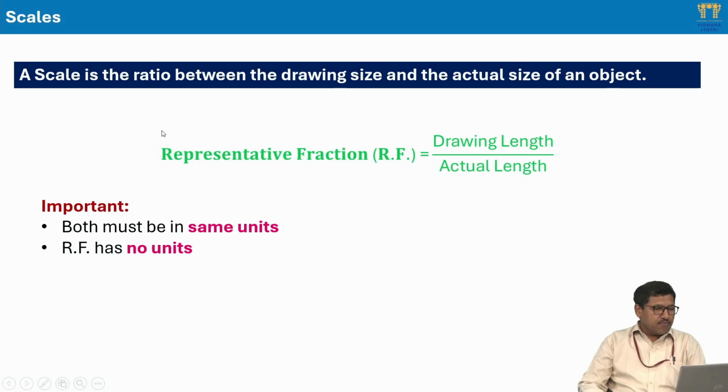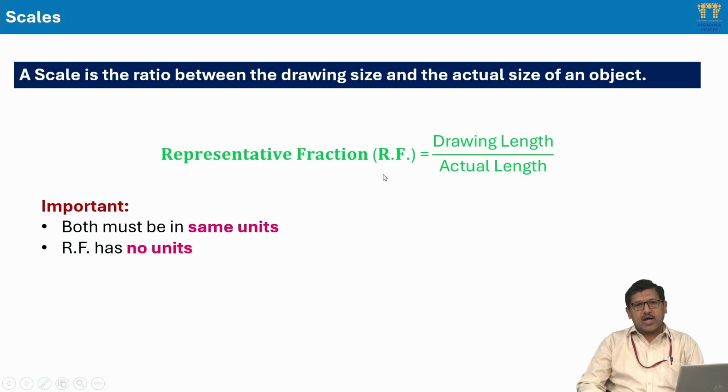So what is the technical definition of it? It is nothing but the ratio between the drawing size and the actual size of an object. The technical definition of scale is given as the ratio between the drawing size and the actual size of an object. And this is designated by a term called representative fraction. In short, it is designated as RF.